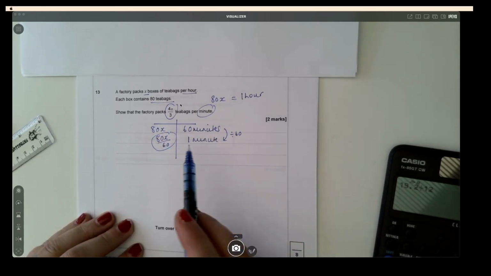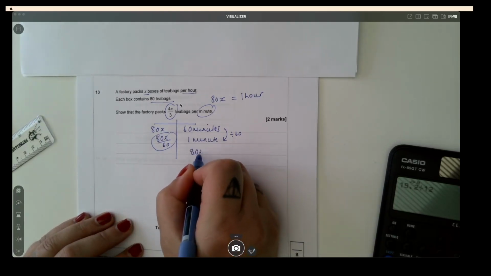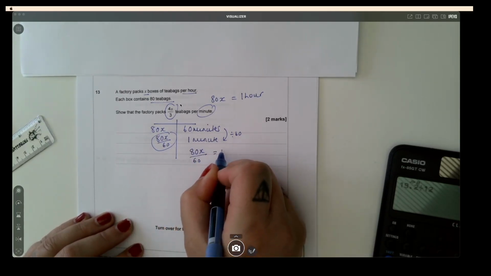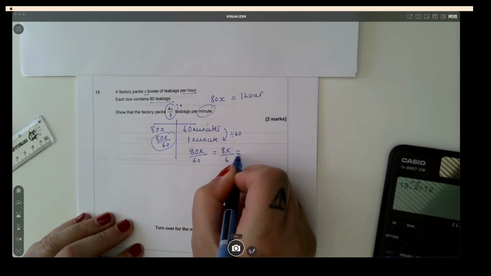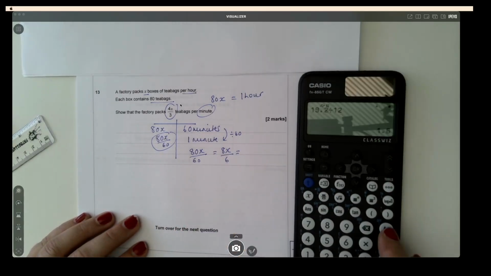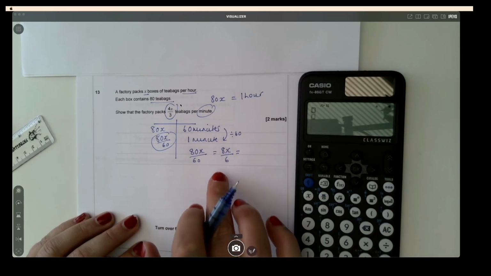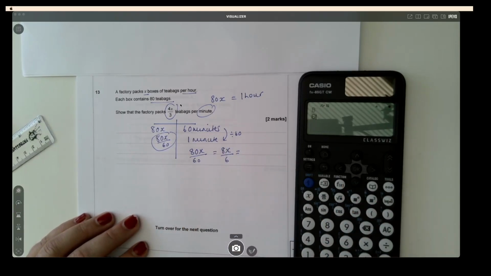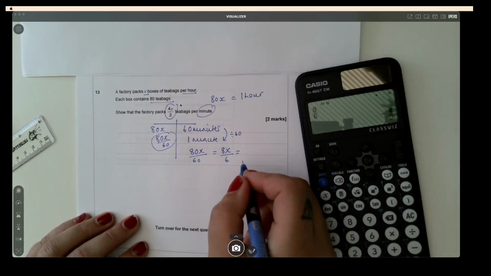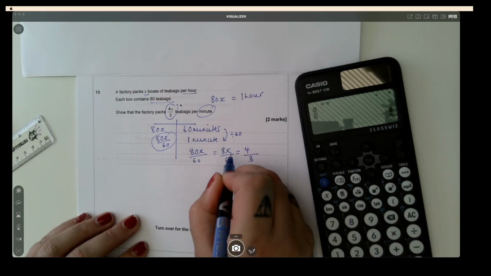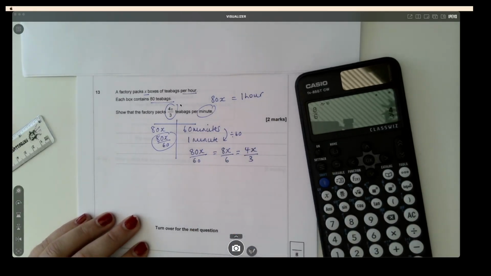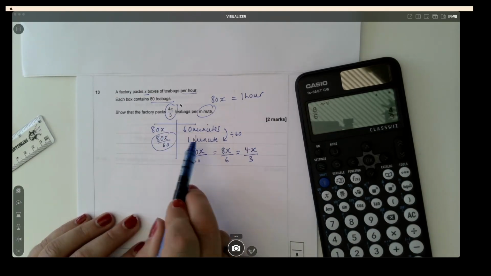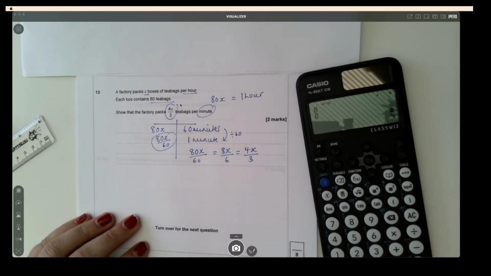So let's simplify this expression. So we've got 80x over 60, which is 8x over 6. Now a little trick here. If you put 8 over 6 as a fraction in your calculator, it will simplify it for you, which is 4 over 3. And obviously we've still got the x there. So we've shown that they pack 4x over 3 tea bags every minute.